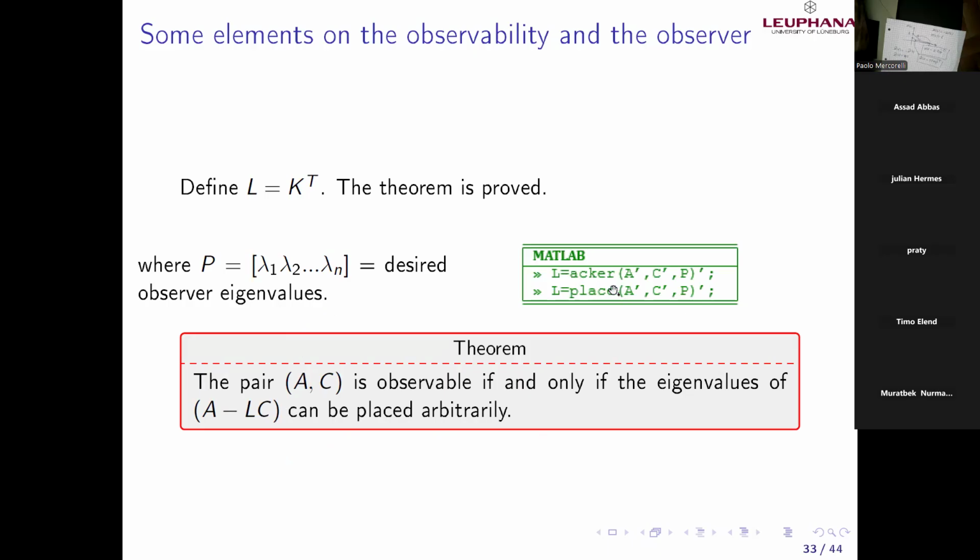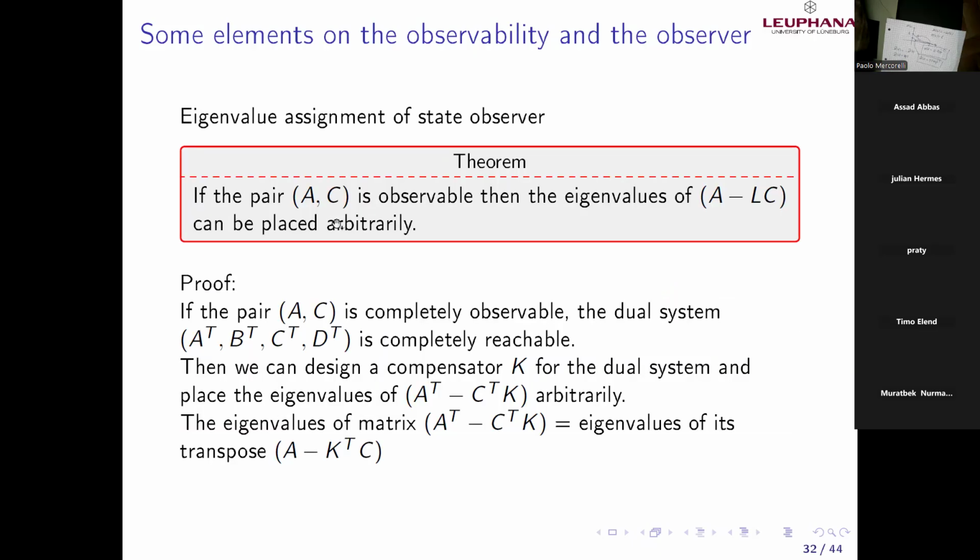Why that? Because we can see here quite a similar concept. What is the key point here? A transposed, C transposed, everything transposed. Also here, L equals K. What is K? Here it is a little bit related to the proof of the theorem.